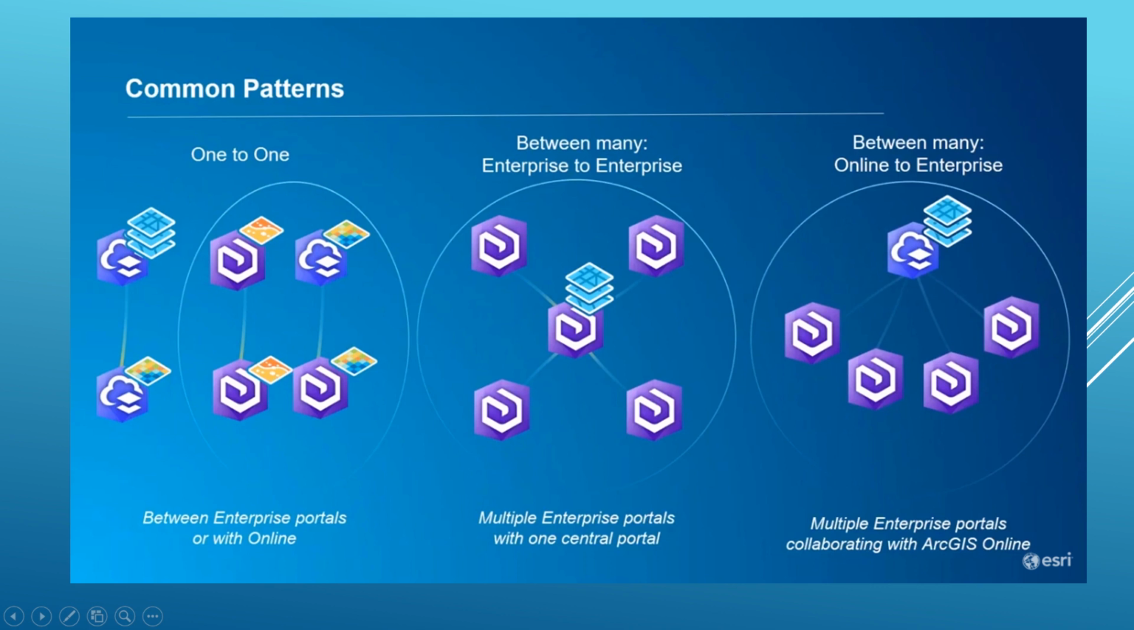Here are some common patterns for collaboration. One-to-one, between enterprise portals or between enterprise and online. Many enterprise to enterprise, where multiple enterprise portals will collaborate with one central portal. Or between online and enterprise, many enterprise portals collaborating with a single ArcGIS Online organization.